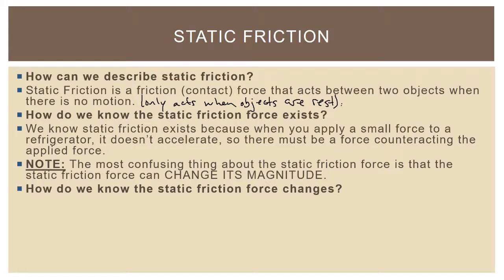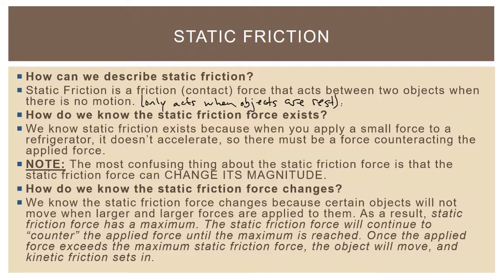You could do an experiment, but you could really just think about it. And so we can say here that we know the static friction force changes because certain objects will not move when larger and larger forces are applied to them. And so what we're saying here is, as a result, the static friction force ends up having a maximum. The static friction force will continue to counter the applied force until the maximum is reached. And once the applied force exceeds the maximum friction force, the object will move, and then kinetic friction sets in.